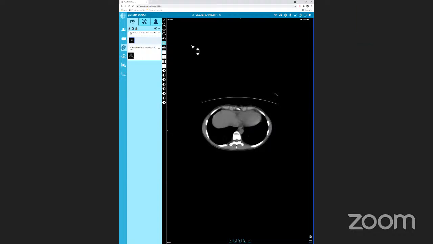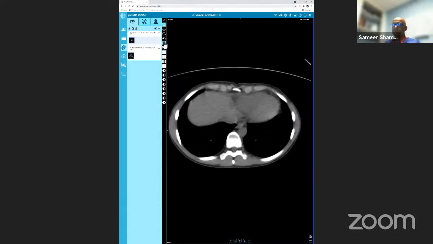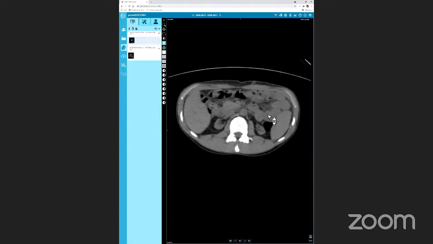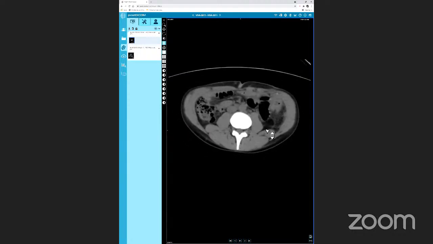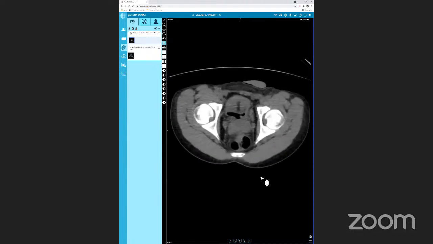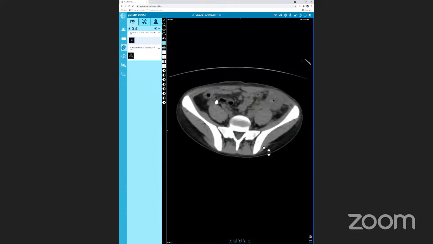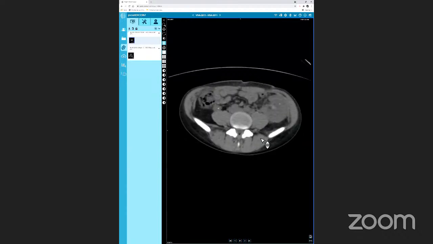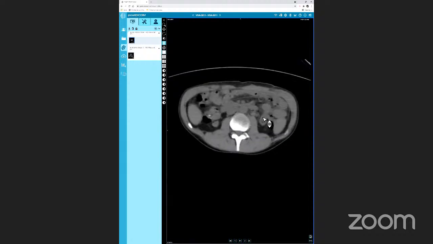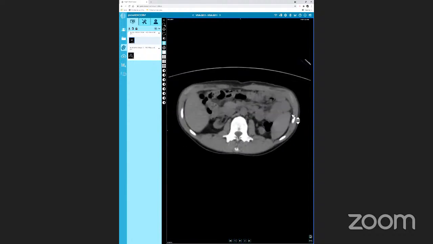Okay. Can I just zoom a bit? Yeah, sure. It's better. Okay, so this is a non-contrast CT of the abdomen and pelvis. So I can see this transplanted kidney in the left iliac fossa, which looks quite swollen. Mm-hmm. The native kidneys are atrophic.